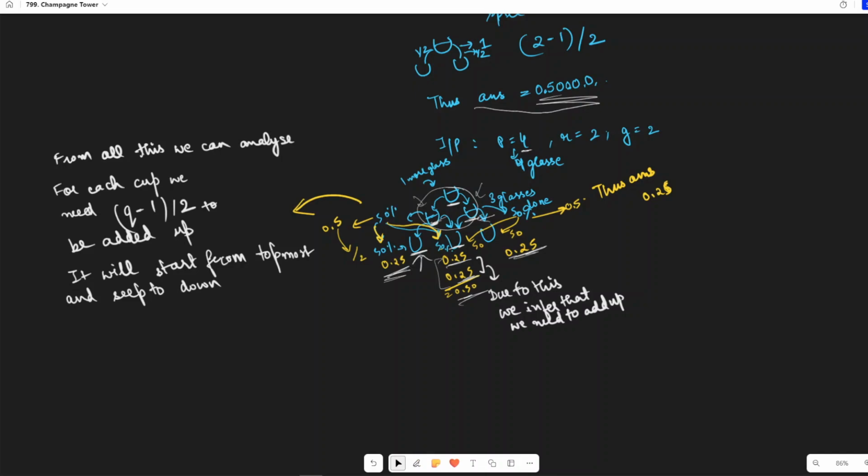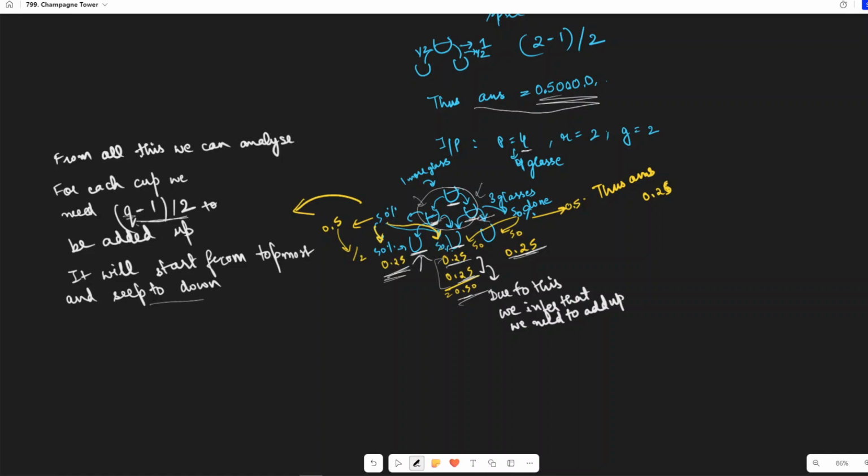So this was the explanation regarding the examples, and from here you would now be getting how we are required to pour each of the glasses. So basically from all this analysis, for each cup we need (q minus 1) by 2 to be added up. And what is q here? Q basically represents the quantity which is there at that moment of time. And it will start from the topmost and seep downwards. So now we are required to use this in our coding part. And now the thing is how we would be using it.